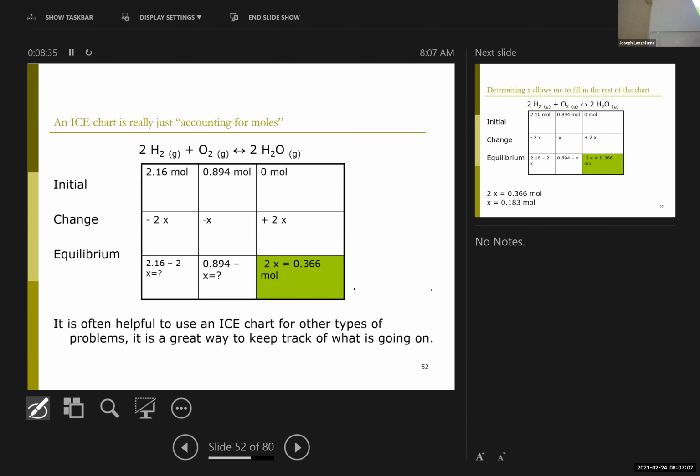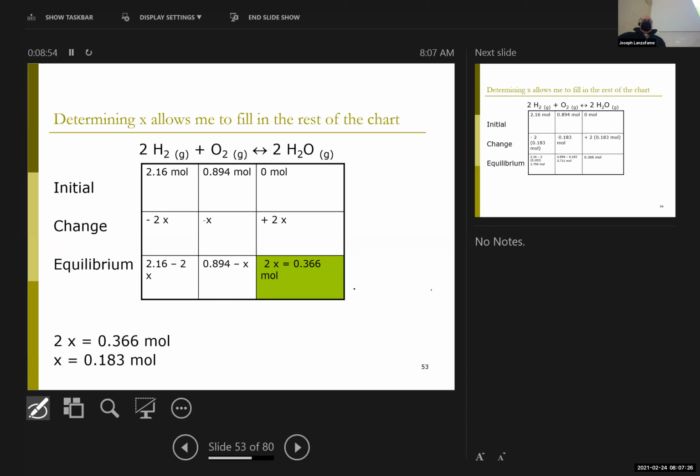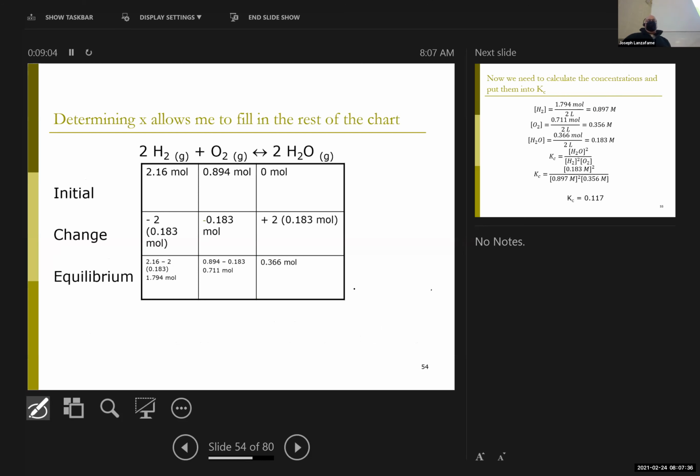That's great. I had $100 and I don't know what I spent. Therefore, I don't know what I have. But in the product column, I started with none and I ended up with 0.366. So 0 plus 2x equals 0.366 is a solvable algebraic relationship, and it's the same x everywhere. And so in this case, x is 0.183 moles, which simultaneously solves the other two columns.